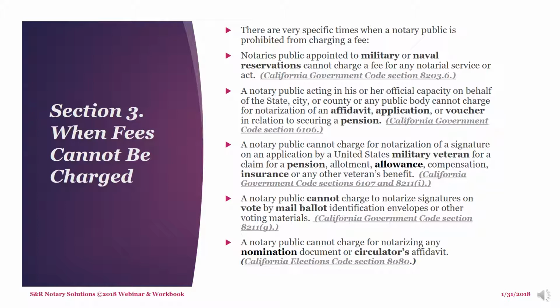A notary public cannot charge to notarize signatures on vote by mail ballot, identification envelopes, or other voting materials. A notary public cannot charge for notarizing any nomination document or circulator's affidavit.